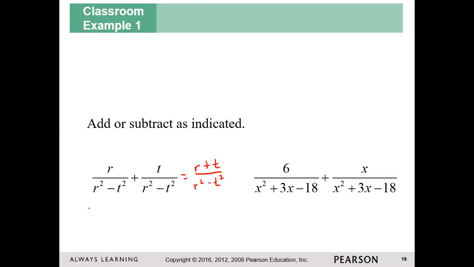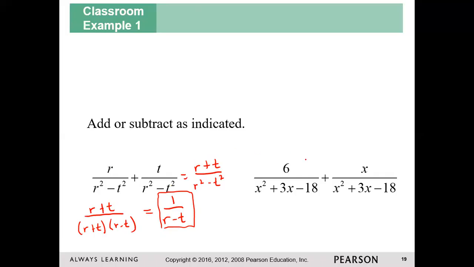So this really should be r plus t over r plus t, r minus t, and then you can see immediately that the r plus t's will cancel out, leaves you with just a 1 in the numerator and then an r minus t in the denominator. So this one definitely has a little bit more to it than just adding and subtracting, because you had to factor the denominator to see if you can cancel.